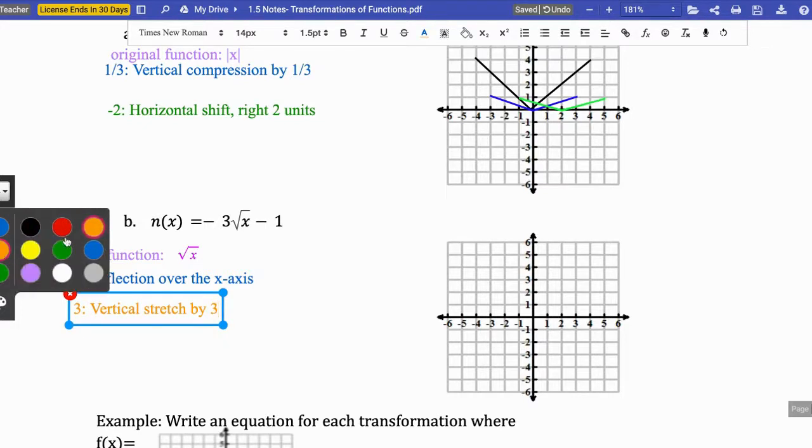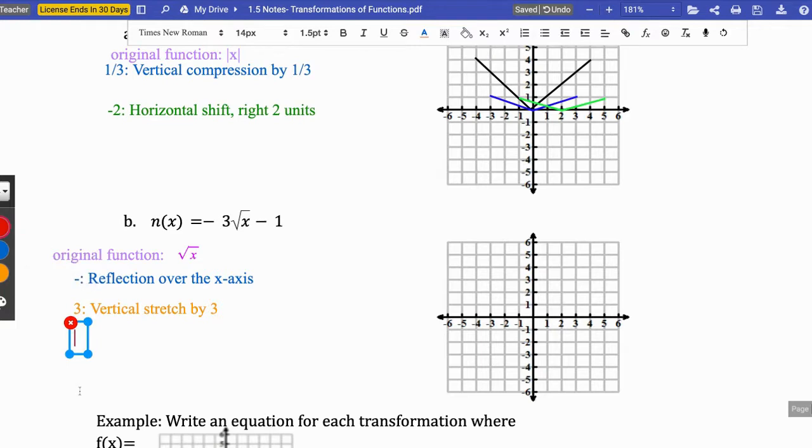And then finally, our last thing, we'll do it in red so that way you know this is the end. Red is, we're working at the minus 1. And if you guys remember the minus 1, since it's on the outside of the function, this is vertical, and it's a vertical shift down 1 unit.